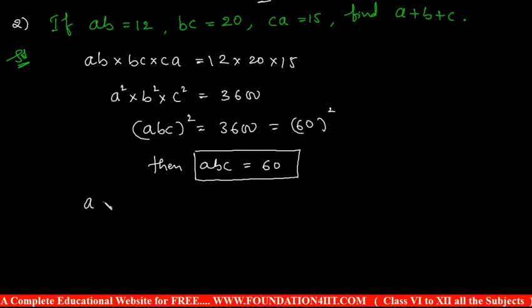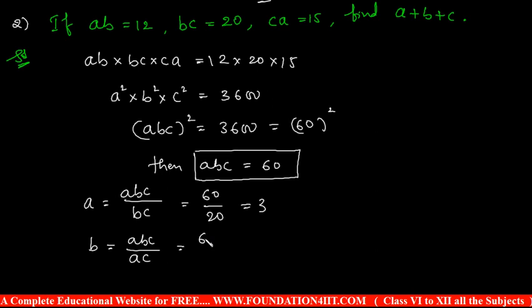A is equal to A into B into C by BC, because ABC by BC is A only. So ABC is 60, by BC is 20, that is equal to 3. Similarly, if you want the B value, we take ABC by AC. The AC cancels, leaving B. 60 by AC, or CA, is the same 15. That is equal to 4.